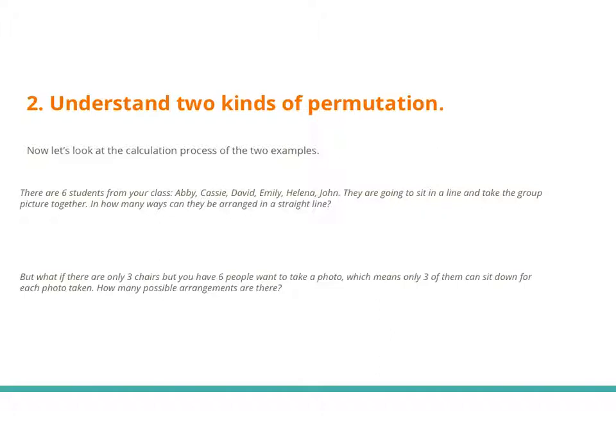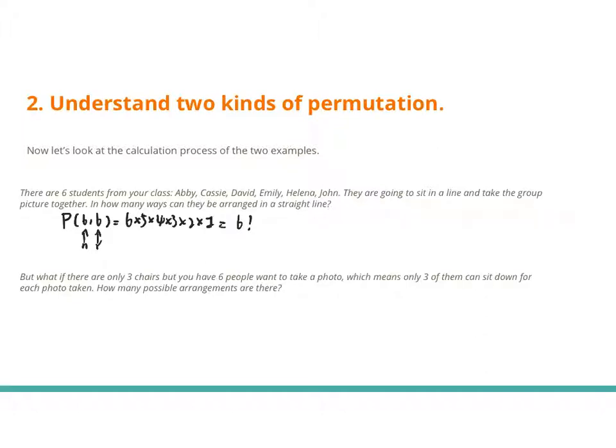So now let's look at the calculation process of these 2 examples. For the first one, we have the permutation with N equals 6 and R equals 6. So that is 6 times 5 times 4 times 3 times 2 times 1. That can be written in a simple way, that is 6 factorial.